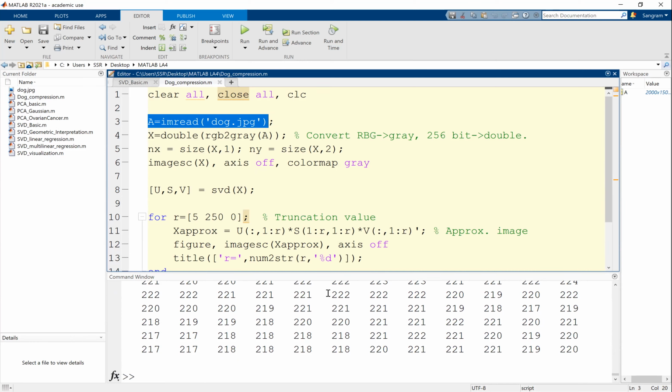Now, for this example, rather than working on the tensor, which means rather than working on RGB, I'm going to convert this image into grayscale so that we would just have a matrix. But this approach will work for a tensor. So I'm going to take that RGB image and convert it into grayscale. There is a Matlab command that will do that.